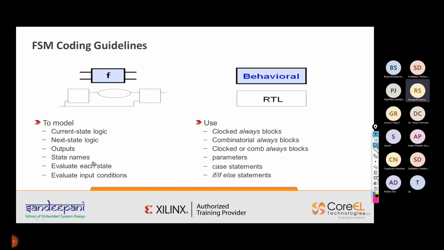Then how do I name states? By using parameters, because I have to number states. I cannot use names like S0, S1, S2 in Verilog coding. I need to encode them, or give a binary number. That is done by using parameters. To evaluate conditions, we can use conditional statements like case or if-else.